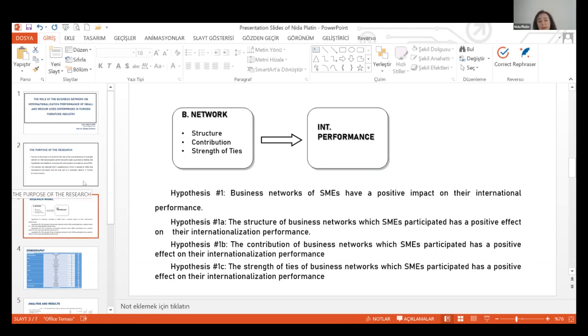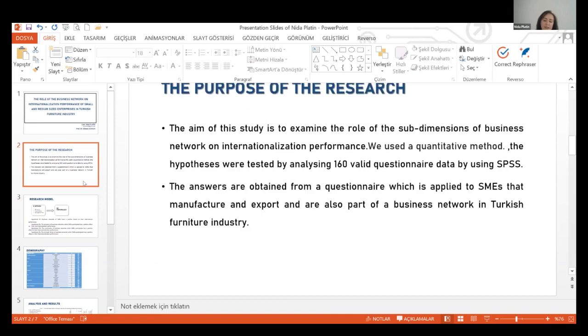The second dimension is contribution of network, which is the existence of contribution of network defines the existence of collaborative relationship that provides access to information by building trust.